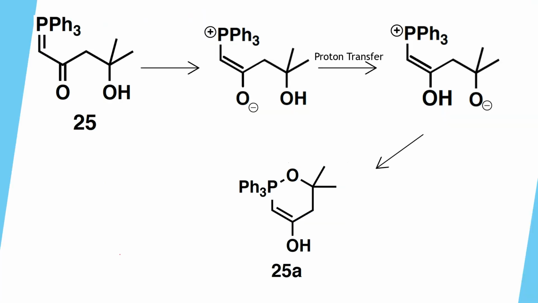So it begins with the electrons kicking down, forming our alkoxide, and then it will undergo proton transfer. So now that you have an anion and a cation on the phosphorus, it's going to bind together and therefore create our 25A product.